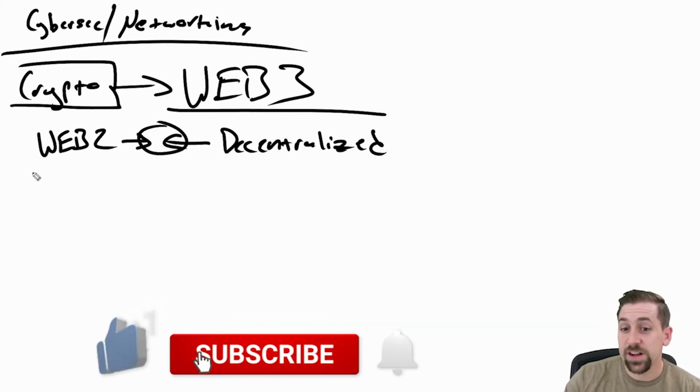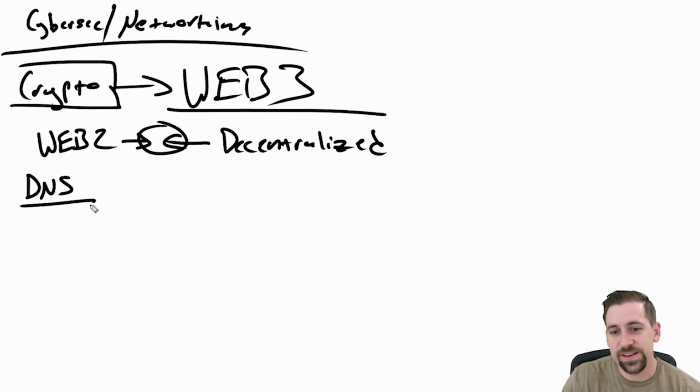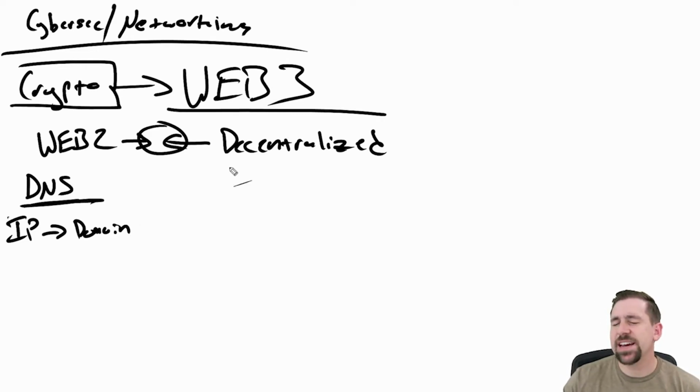There's something that we've talked about on here as well from a traditional networking standpoint, and that's DNS, the domain name service. And what does DNS do? DNS maps IP addresses to human readable domain names. What's an equivalent technology in the decentralized crypto blockchain world? You might have seen this in the news. It's called ENS, the Ethereum name service.